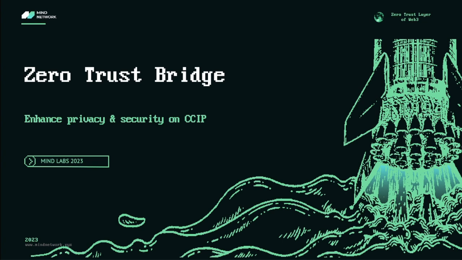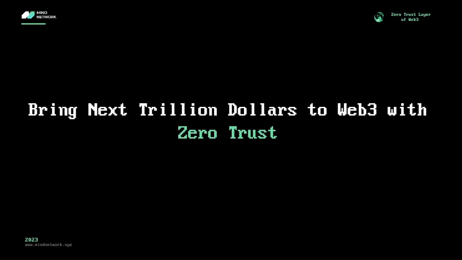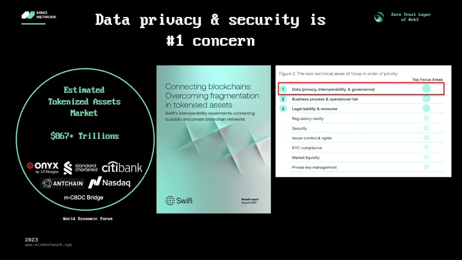Mind Network's Zero Trust Bridge brings its innovative FHE-DKSAP, fully homomorphic encryption dual key stealth address protocol, to ensure that all transactions on CCIP are untraceable yet verifiable by generating stealth addresses for every transaction that mask sender and receiver data as well as currency type and volume.